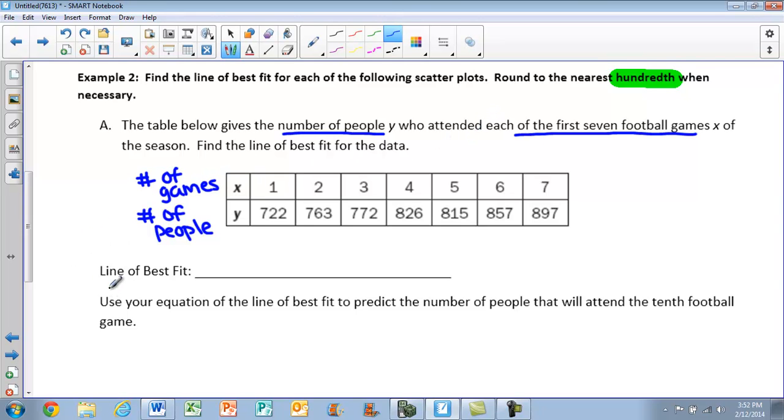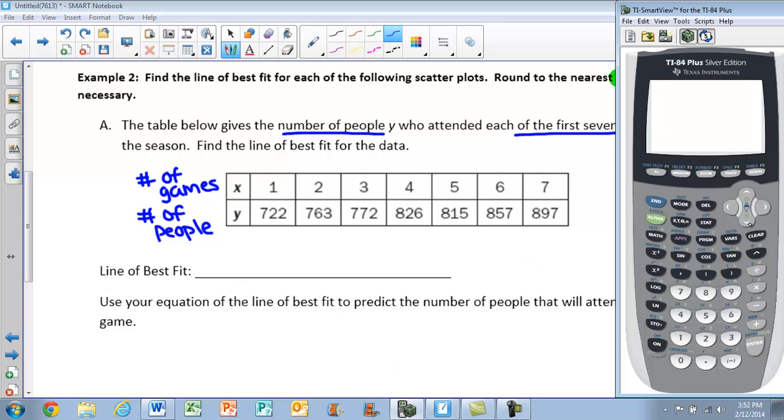Now, in order to calculate the line of best fit, we need to go ahead and pull up our calculators. Okay, so I'm going to walk you guys through this one step at a time. First thing I want you guys to do is go ahead and press Y equals. I have no equations in mind, but if you do, please press clear to clear these away so we do not have equations in there.